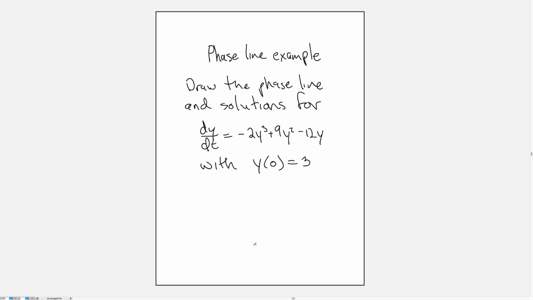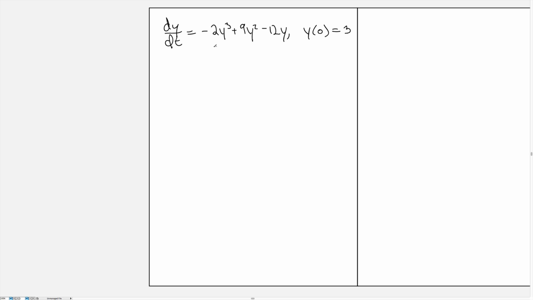So let's go over to another page here. And here we have the equation written out with the initial condition. So our first step is to find the steady states. And for the steady states, we take the right-hand side, which I'll call f(y), and we find when it's equal to 0. And those values of y will correspond to constant solutions, or steady state solutions, of the equation.